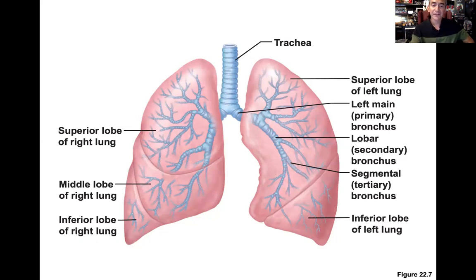If you look at the right lung, we have three lobes of that lung. On the left side, we only have two. So again, similar, but not 100% symmetrical.